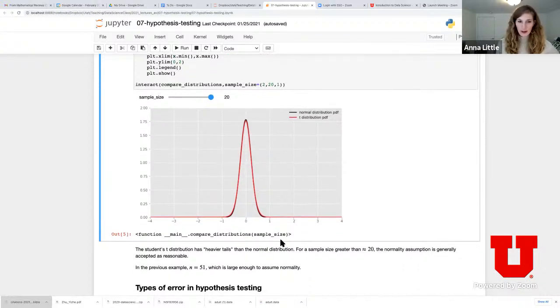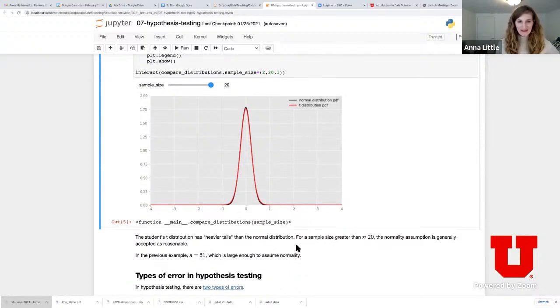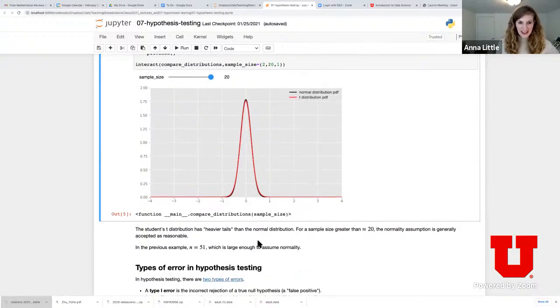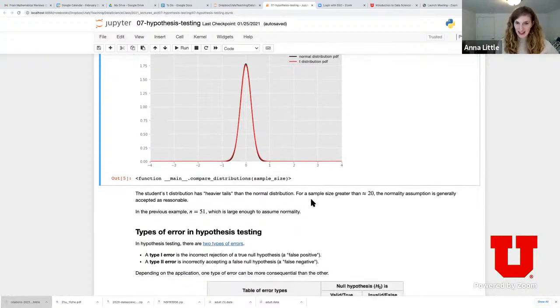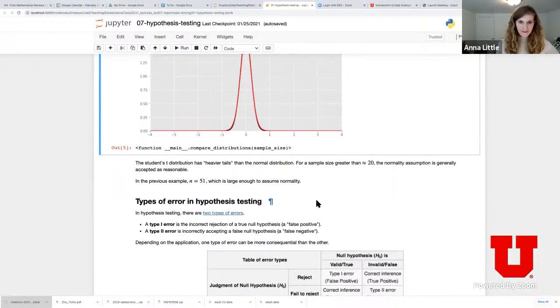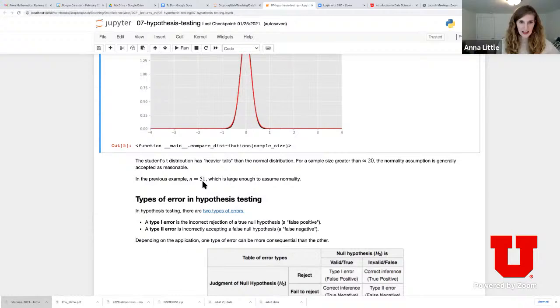If you want to go with 40, that's cool. Okay. So we see that, yeah, it has heavier tails, but as n gets large, it becomes the same thing. And I guess in the notes we put, for a sample size greater than about 20, the normality assumption is generally accepted as reasonable. But yeah, maybe you want to say 30, 40. Okay, 50 is definitely fine.